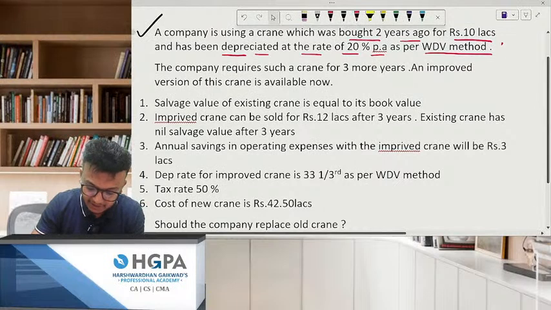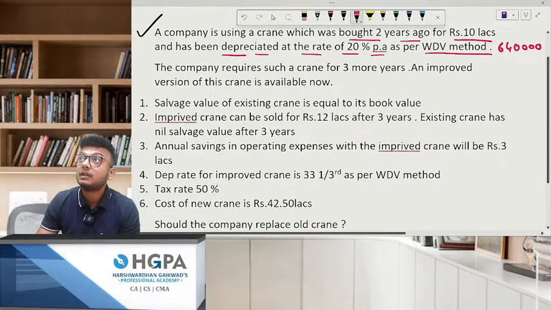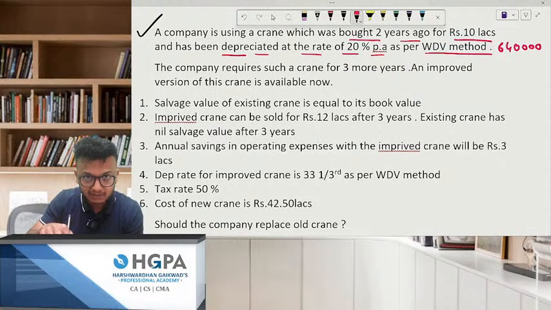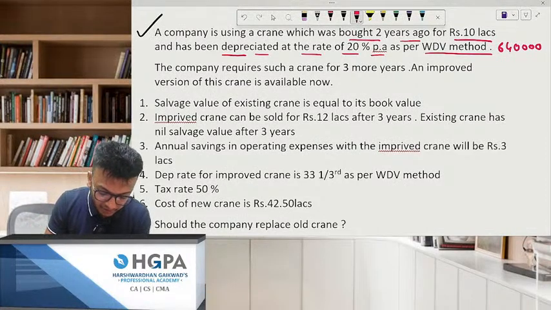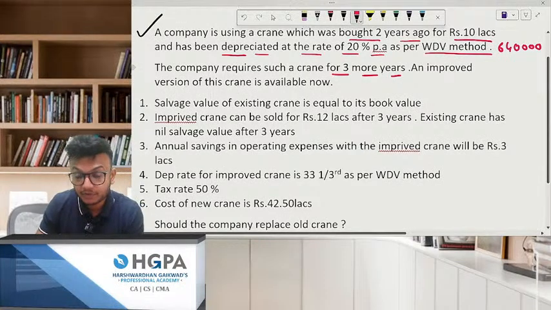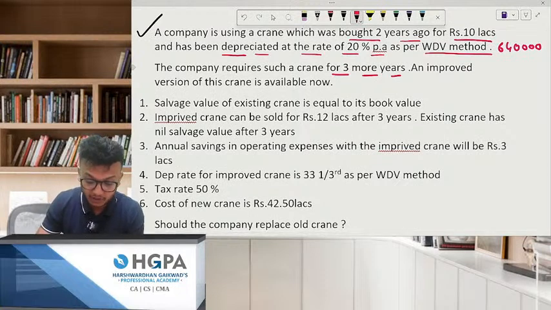Is it coming 6,40,000? 6,40,000. I took 10 lakhs. I deducted 20% for 2 years. The company requires such a crane for 3 more years. What is the meaning of this? This means that the crane has a useful life of total 5 years. 2 years are already gone. 3 years are remaining.